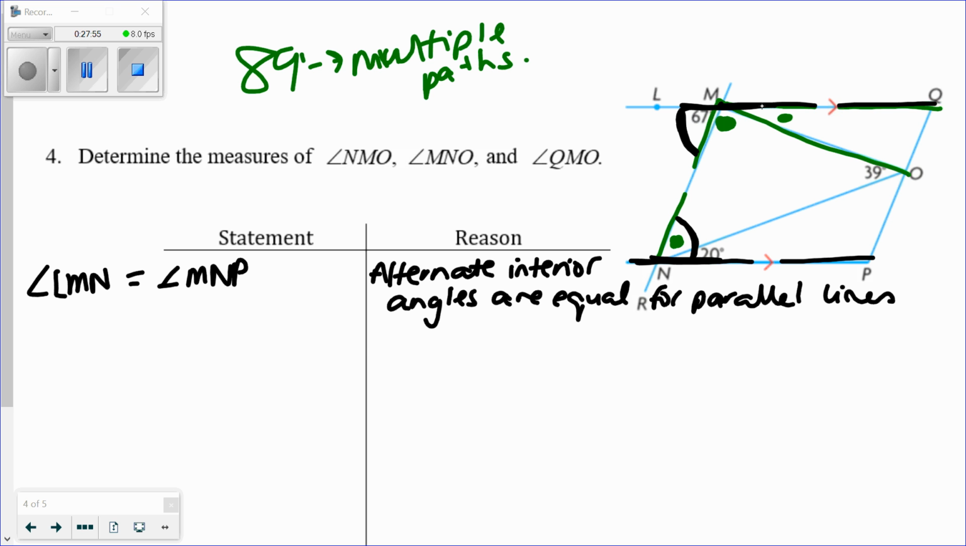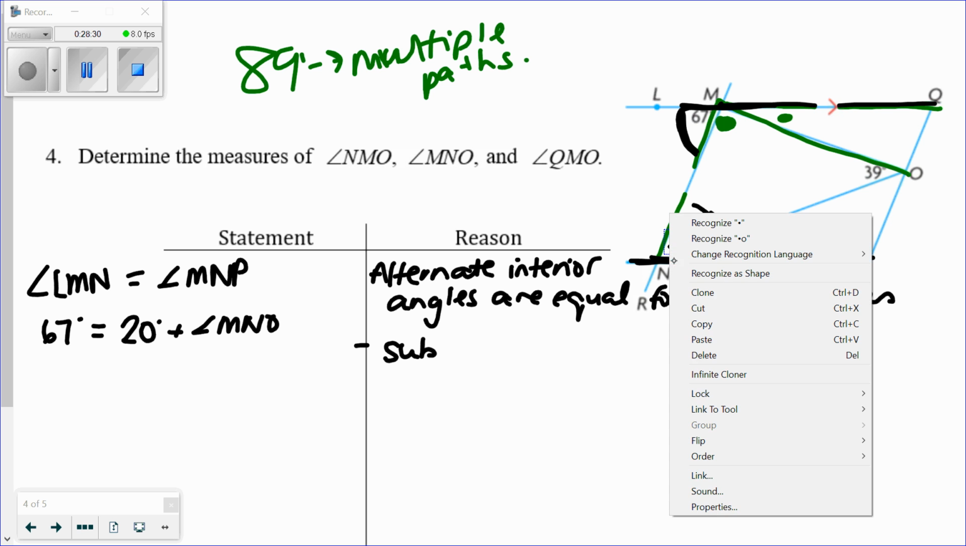So now I can do some substitution based on the pieces of information that I have. Angle LMN I'm actually given, so that is 67 degrees. And I'm given a portion of angle MNP, this little portion, but not the rest of it. So what I can say is 67 is equal to 20 degrees plus angle MNO. It's the 20 again. Let me erase some stuff so you can see it.